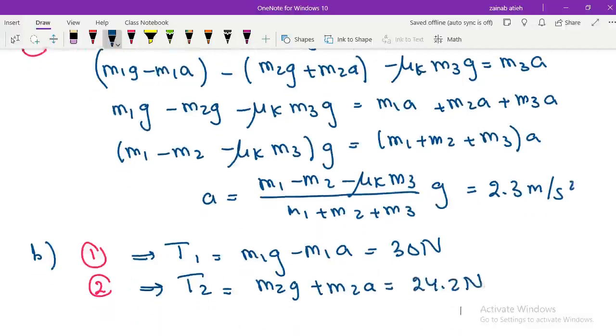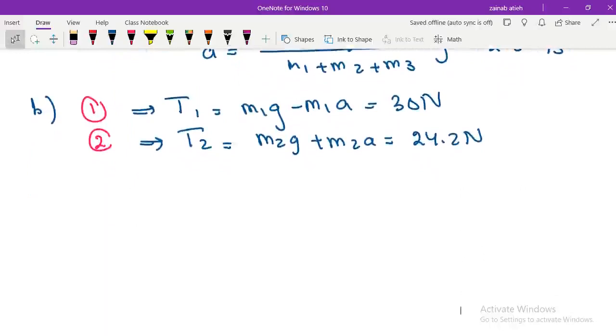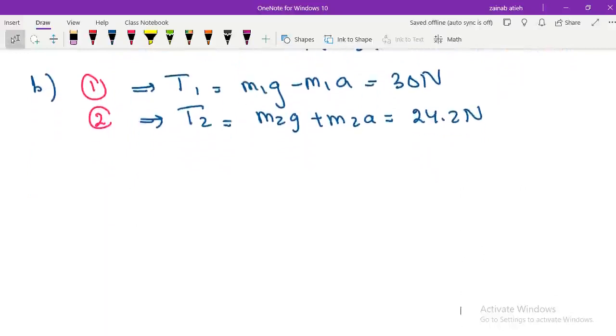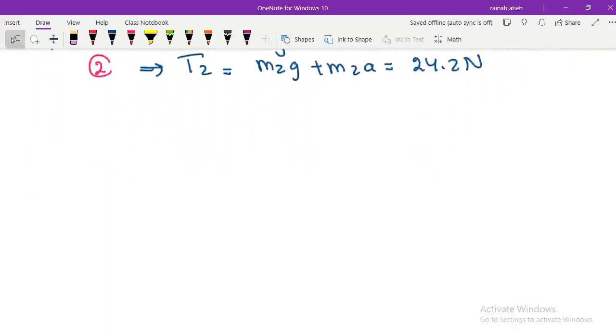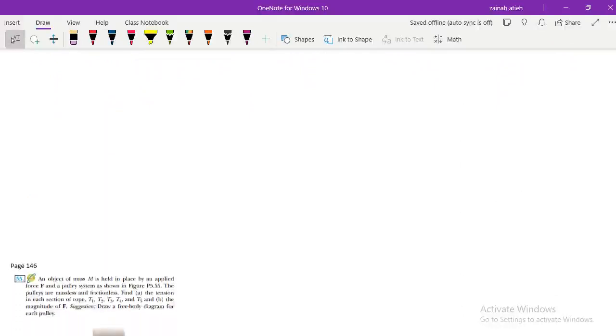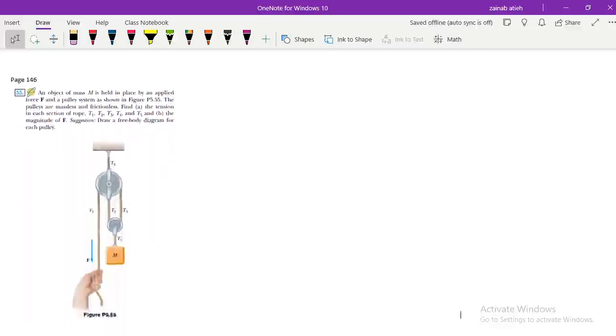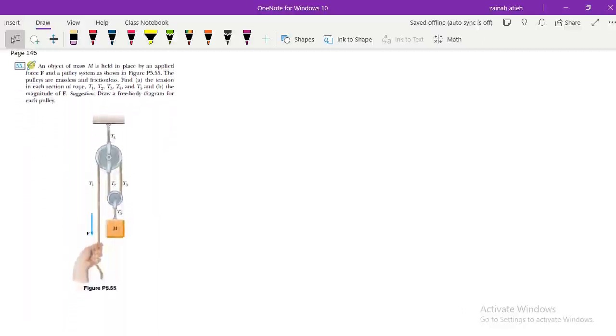This is for problem 44. I will do now problem 55. In problem 55, it's a different problem, but it's good anyway.